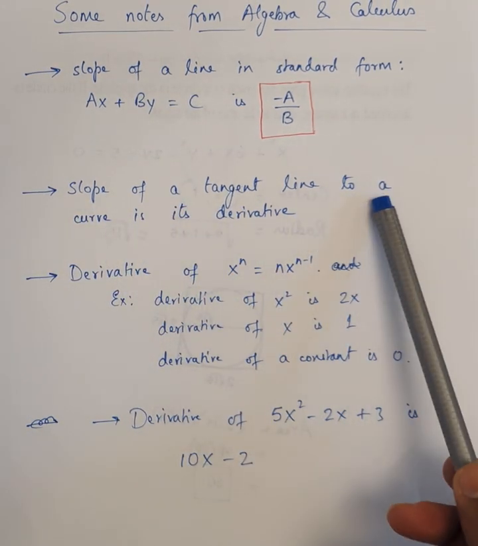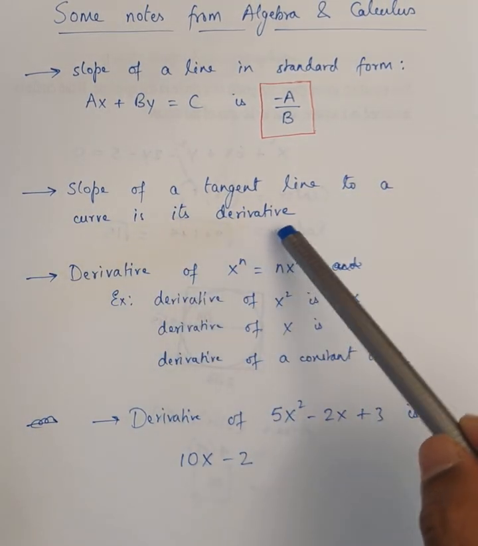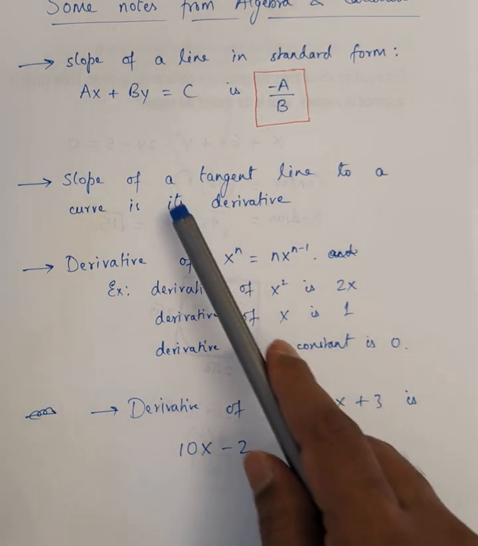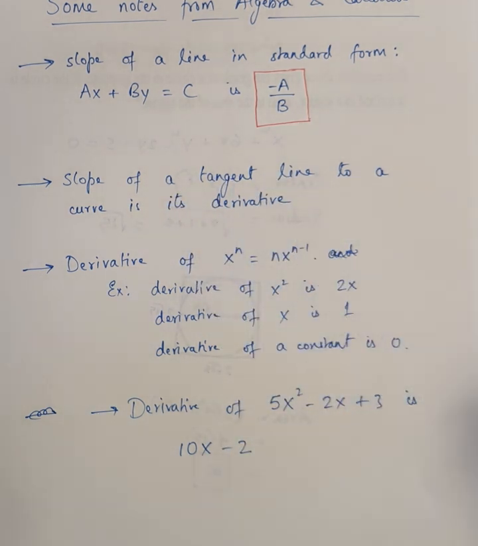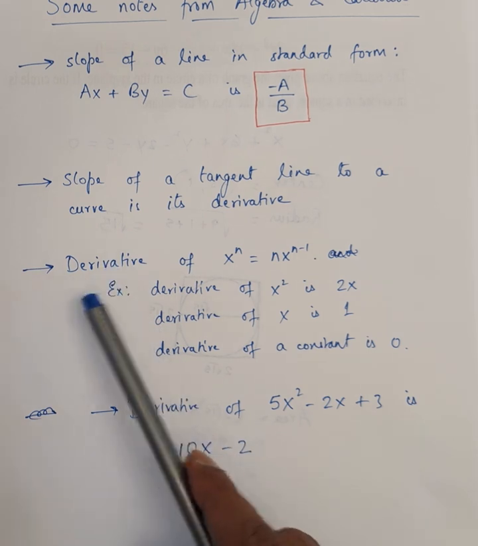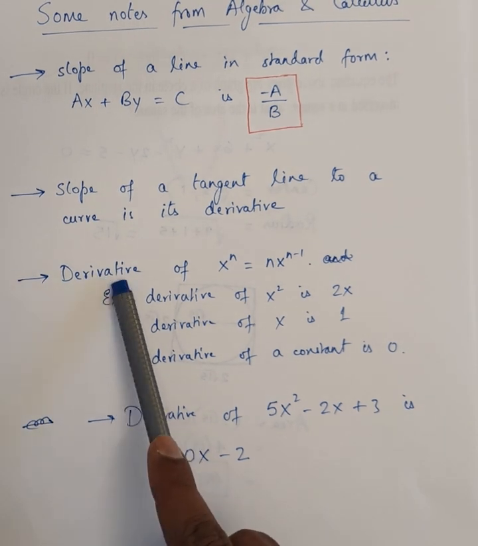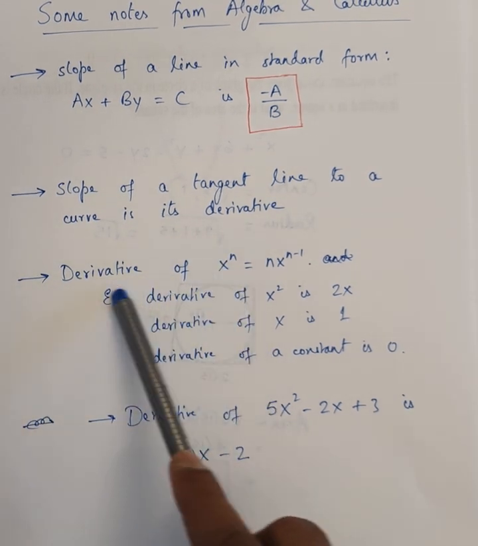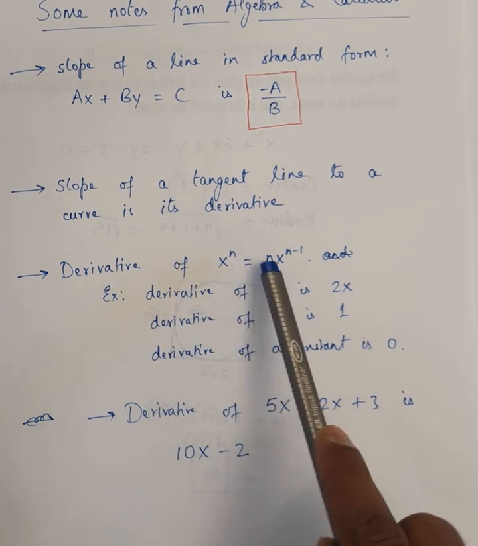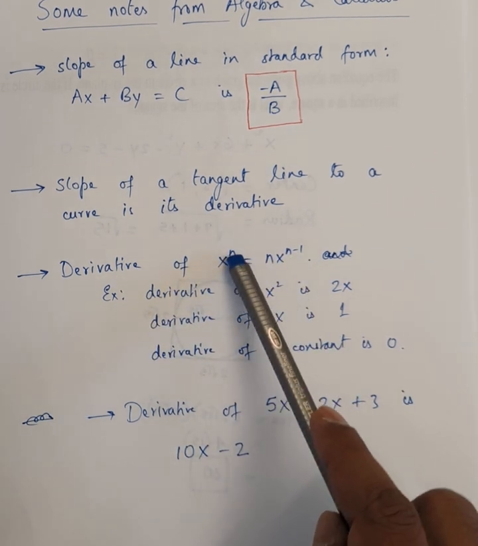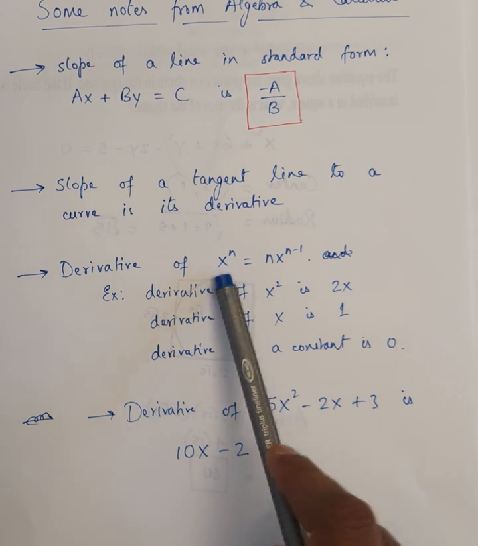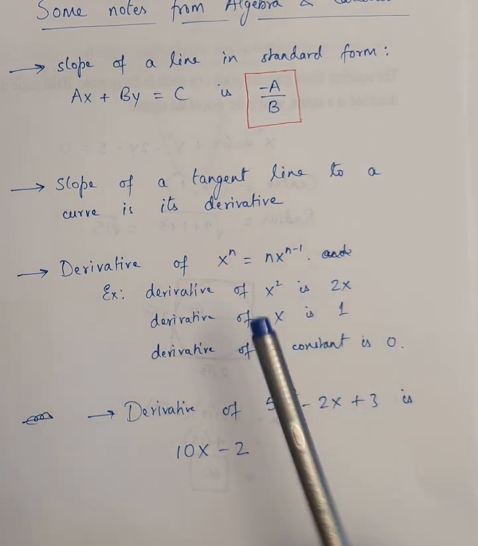Slope of a tangent line to a curve is its derivative. Now, what is the slope of tangent line? It's called the derivative of the function. And then there are some formulas for derivative. This is the only one you need to know. Derivative of x to the n is nx to the n minus 1. You bring the n to the front, and then the new exponent will be 1 less.